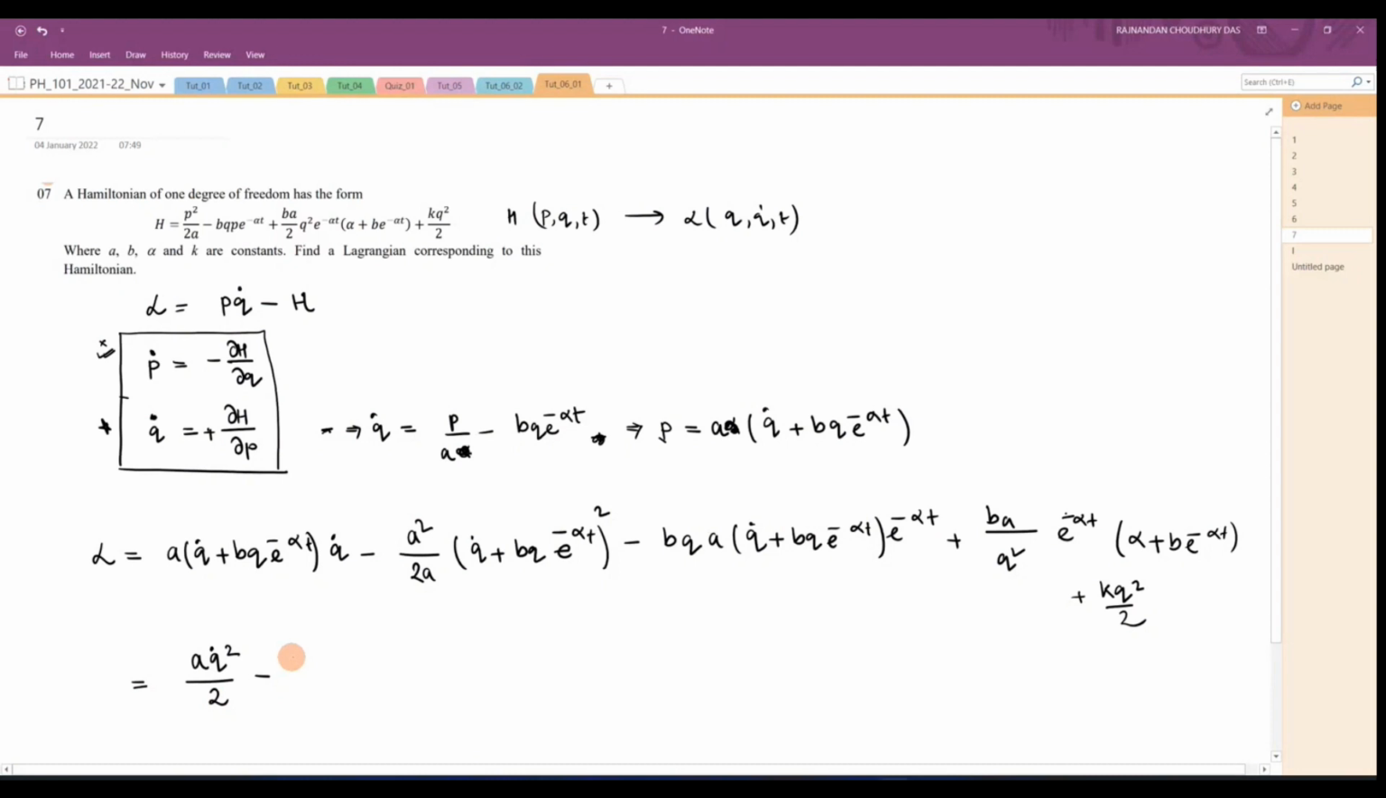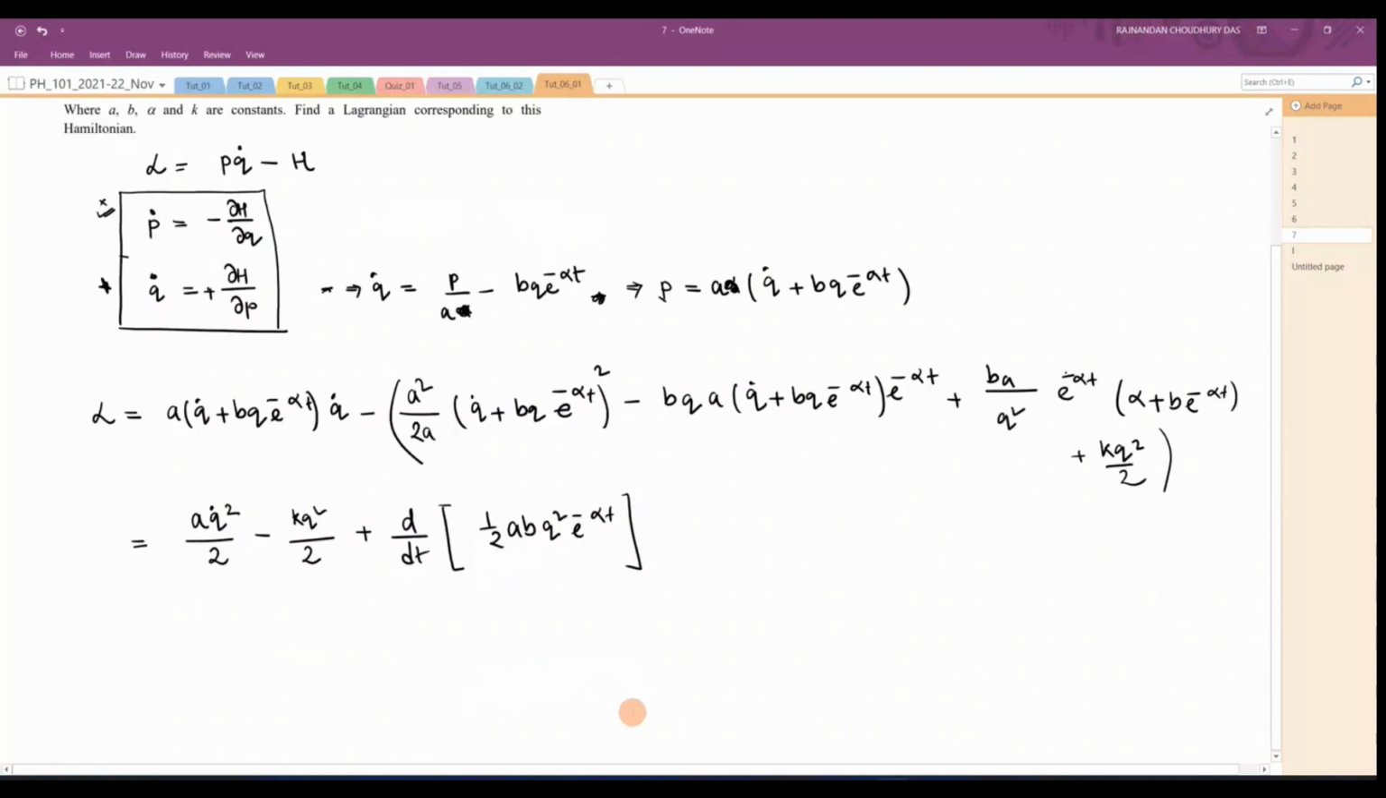Minus k q square. Okay, I missed this minus term from here. There is a bracket. Plus it will come something like this: d by dt of half a b q square e to the power minus alpha t. If you simplify this, it will be coming like this.